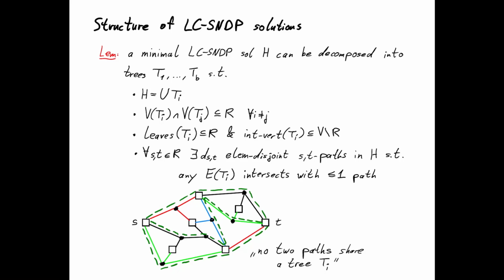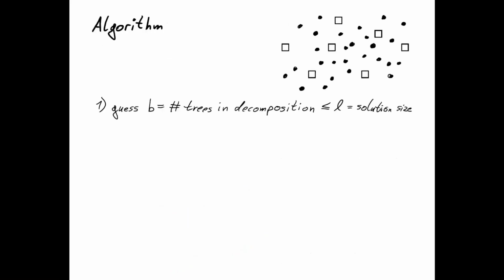Okay, so this is our decomposition lemma. And now how do we get an algorithm from this? It's essentially just simple color coding, okay? So the first step is, okay, we guess the number of trees in the decomposition of the optimum solution. And well, the number of trees is bounded by our parameter, so that's good.